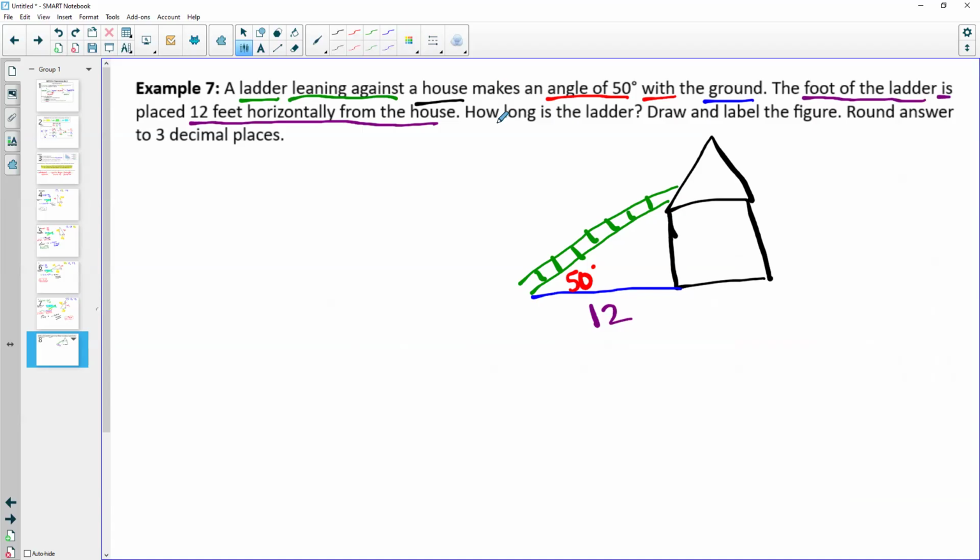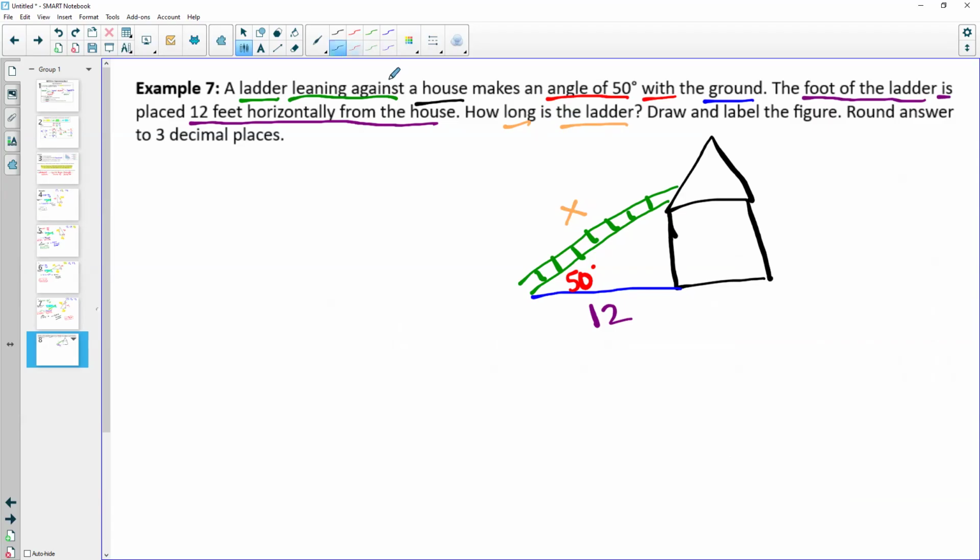They want to know how long is the ladder. So how long is the ladder? The ladder's here in green. They want to know how long it is, so that represents x. I'm trying to use different colors here to kind of let you guys see how we're breaking this problem up into chunks and drawing it and making the connections to how we're labeling this.